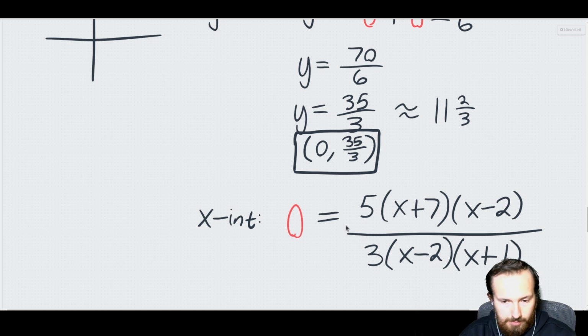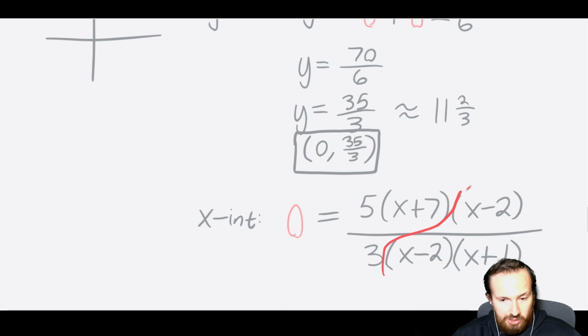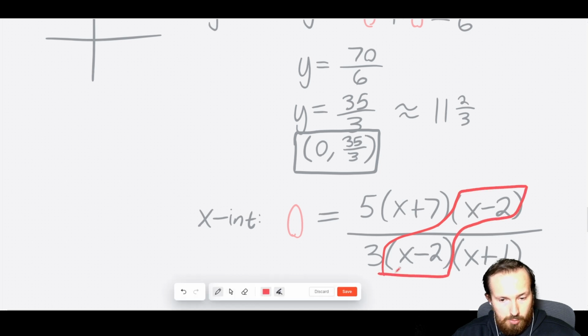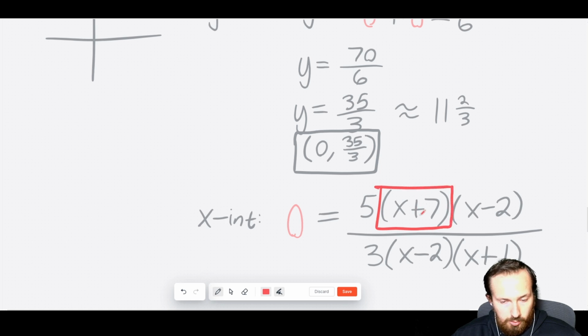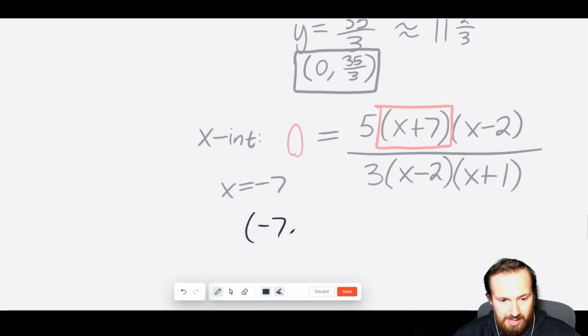That's an important detail. Because remember, you might say, oh, at x equals 2, that should be a 0. Actually not. It will be a hole there, because it's a removable discontinuity. The only spot in the numerator that will be 0 is when x is equal to -7. So when x is equal to -7, we basically have an x-intercept. That will occur at -7, 0.